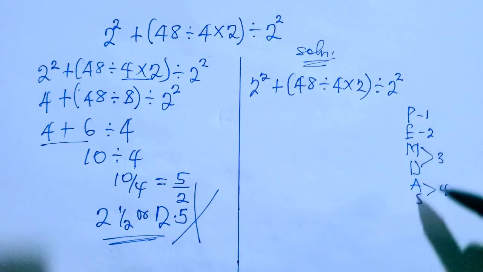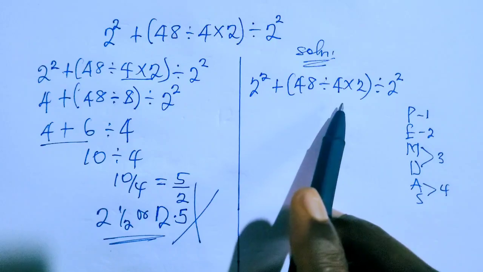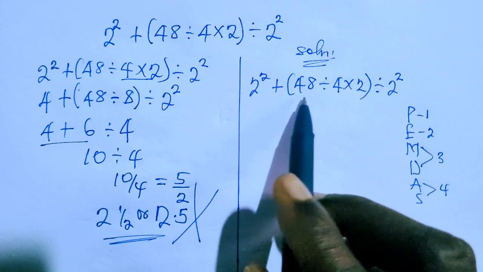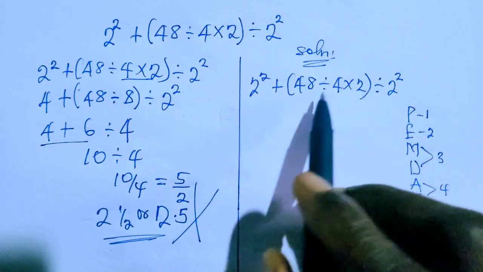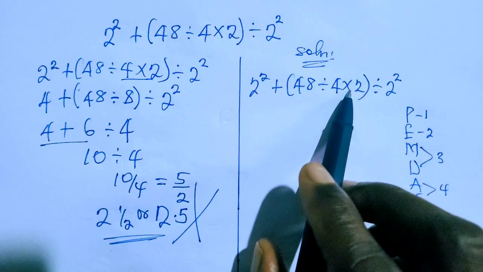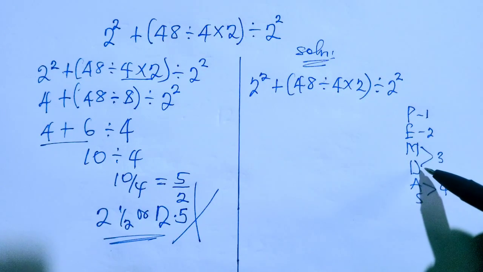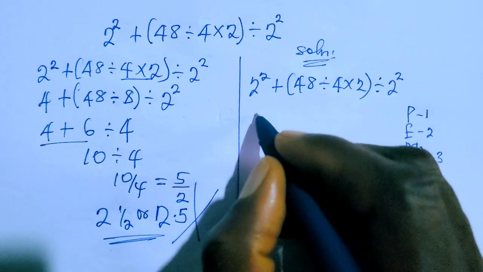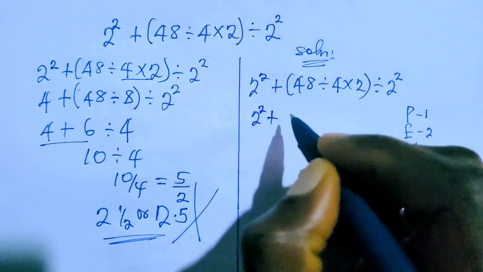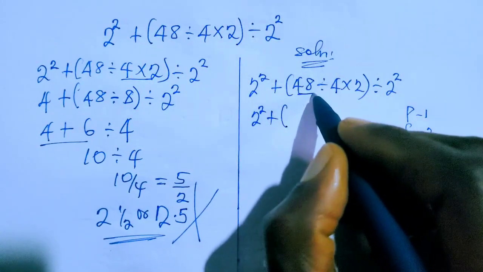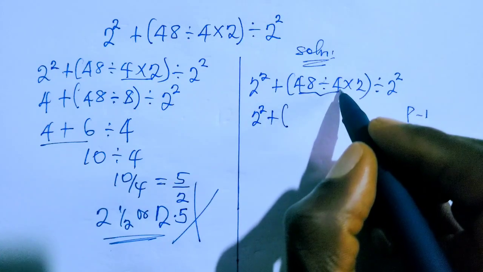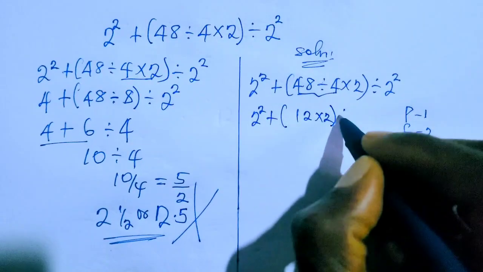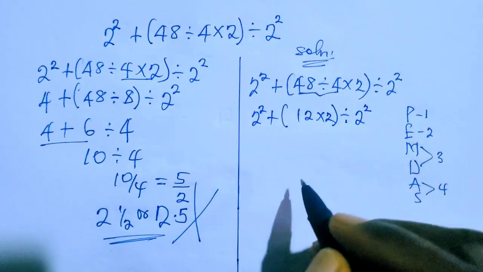Now, following this order of operations, first of all we consider the parentheses. We need to simplify the terms inside the parentheses, and inside the parentheses we still have division and multiplication. Multiplication and division have the same precedence, so we move from left to right. We have 2 to the power of 2 plus, here we consider 48 divided by 4 first, that gives us 12, then multiplied by 2, divided by 2 to the power of 2.